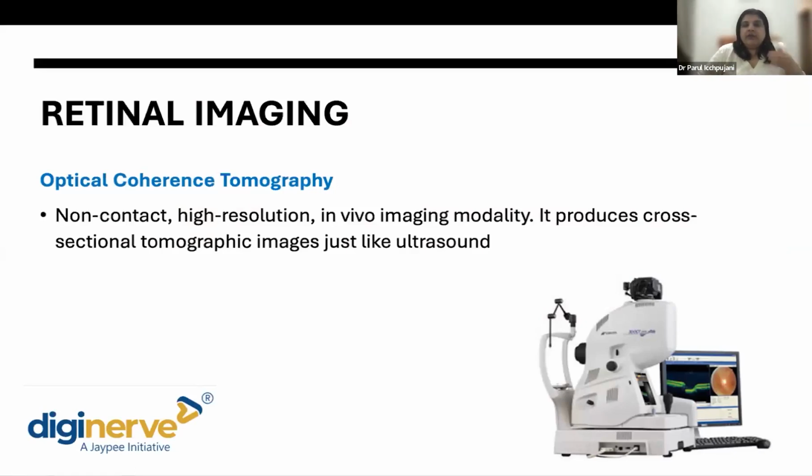It is very important to see various layers of the retina to be able to pinpoint which layer is responsible for a particular presentation of the retinal clinical picture. So OCT is the best tool that we have. It's a non-contact, high-resolution in vivo imaging modality. It's pretty much like the CT scan for an eye. I mean, it just dissects the retina into several layers, and you get to see cross-sectional tomographic images.